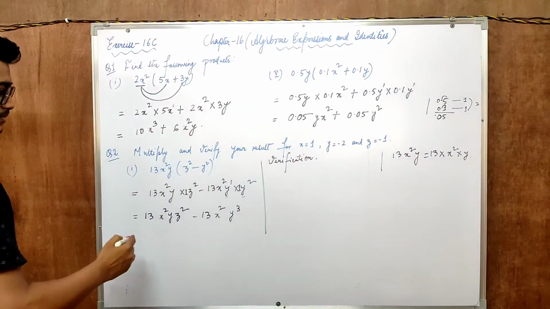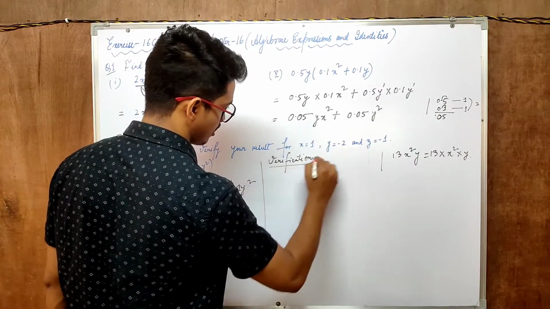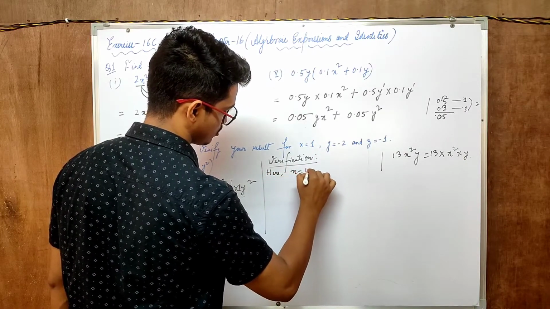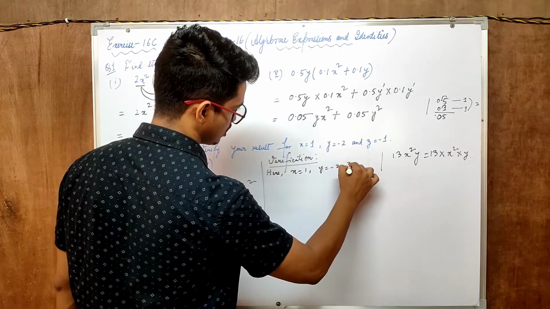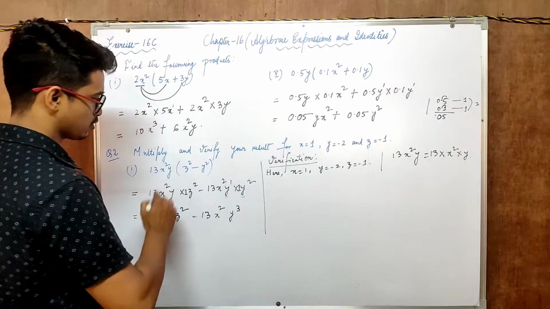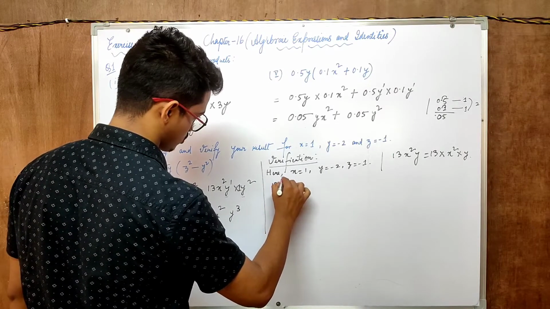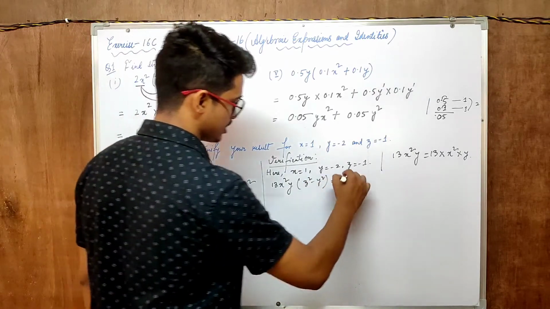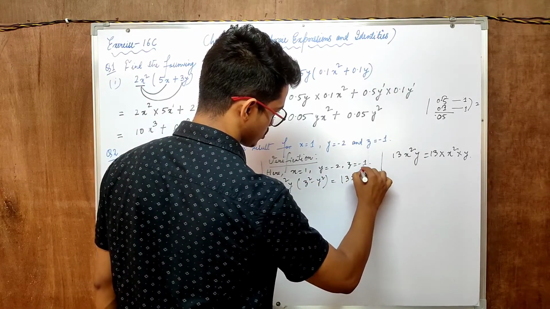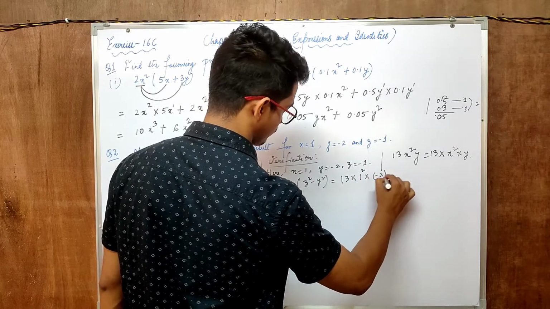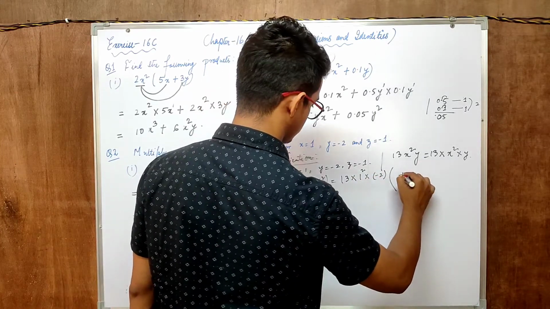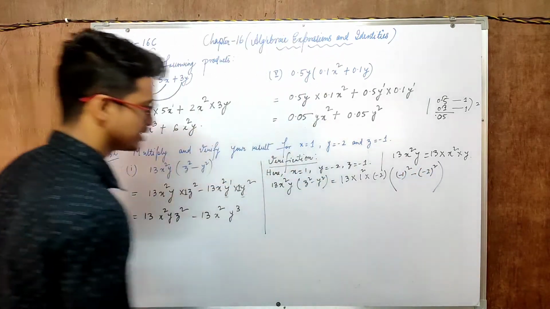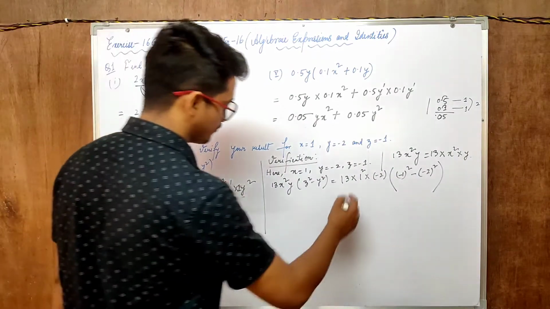First of all, for the question, I have to write here x equal to 1, y equal to -2 and z equal to -1. Let's just do that. The question is 13x square y z square minus y square. Put these values. So 13 into 1 square into -2 bracket minus 1 square minus -2 whole square. That is the thing. So what is the value of that?